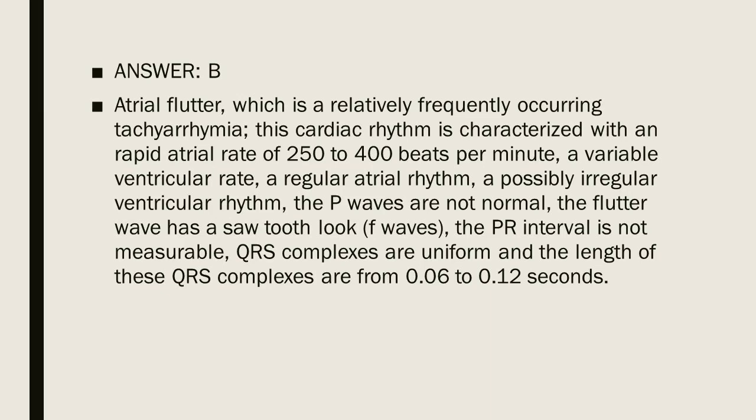This cardiac rhythm is characterized with a rapid atrial rate of 250 to 400 beats per minute, a variable ventricular rate, irregular atrial rhythm, and a possibly irregular ventricular rhythm. The P waves are not normal. The flutter wave has a sawtooth look. F waves, the PR interval is not measurable. QRS complexes are uniform and the length of these QRS complexes are from 0.06 to 0.12 seconds.